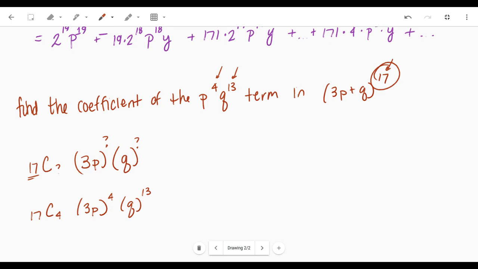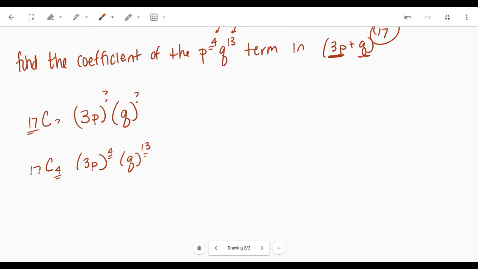But we'll just do on the p, it's 4. So we're going to do 17 choose 4, and p to the 4th. And then on the q, it's going to be the 13. Okay. Now, why did I use 3p? Because it's 3p right here, and it's just q right here.